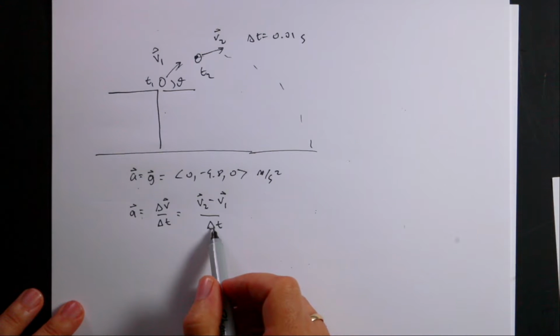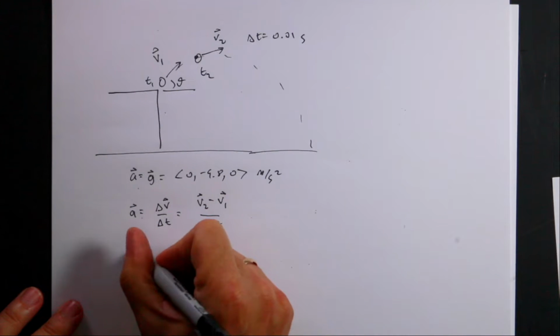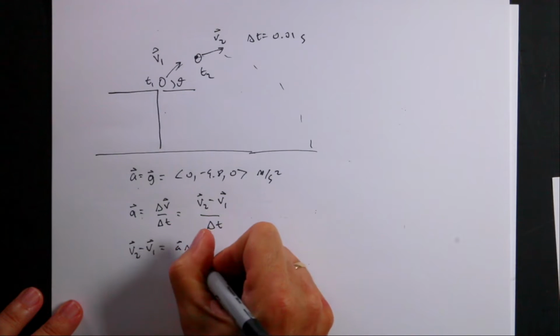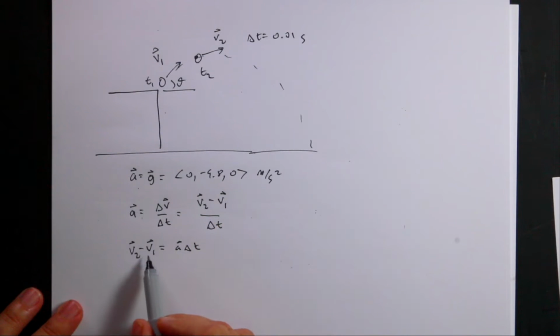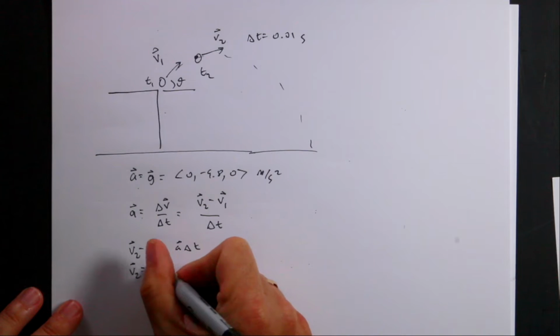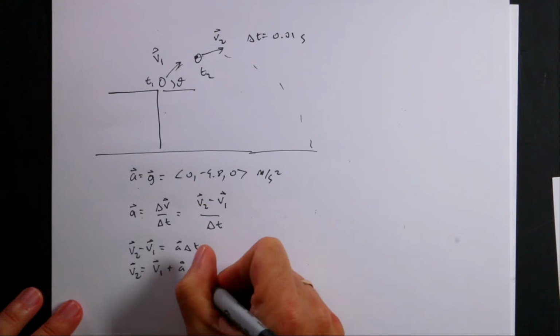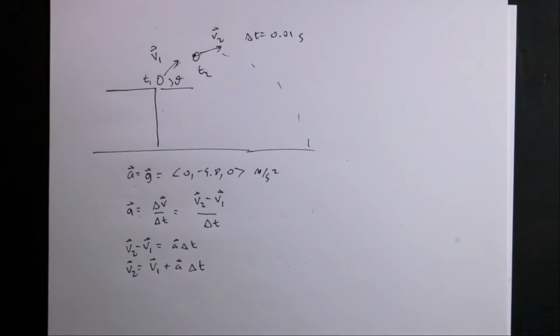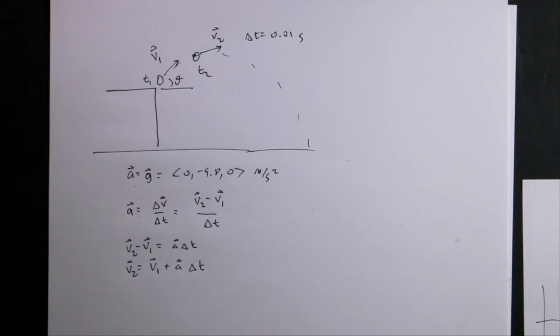I'm going to multiply both sides by delta t, and I get v2 minus v1 equals a delta t. Now I'm going to add v1 to both sides, and I get v2 equals v1 plus a delta t. That is so important that if I had a marker that was different, I do. I'm going to put a green box around that.